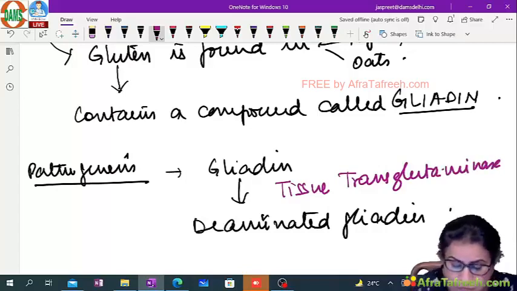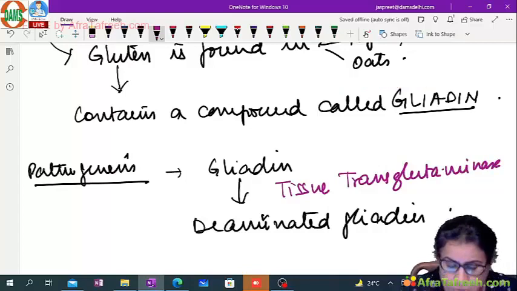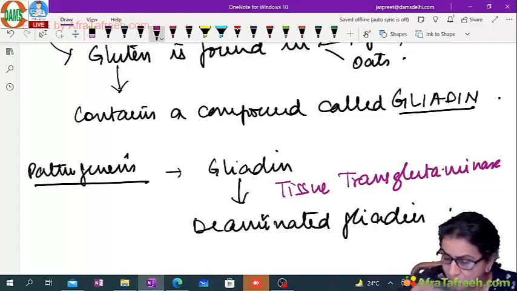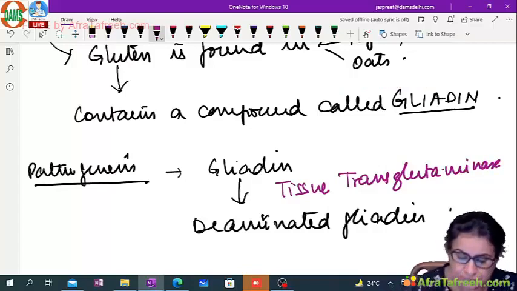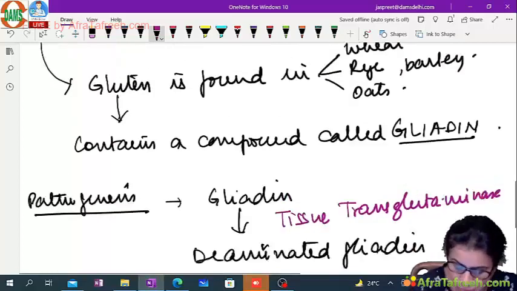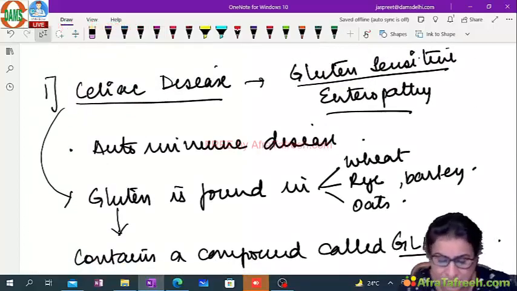Okay, Ayush, from where do you want me to repeat? Which part should I repeat, Ayush? Okay, celiac disease, I am repeating celiac.